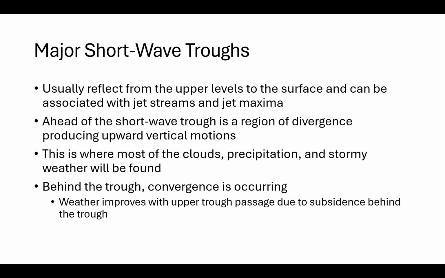Major shortwave troughs, what exactly are these? They usually reflect from the upper levels right down to the surface and can be associated with jet streams and jet stream maximums. We talked about these jet maximums a couple of videos ago. We talked about the vorticity and the relationship. Please feel free to review that video. Ahead of the shortwave trough, we have upper level divergence. We kind of hit that already. That produces rising vertical air motion, which results in, as air rises, it cools, condenses, and forms clouds and precipitation. So out ahead of the shortwave trough axis, that's where you're going to get your most active weather.